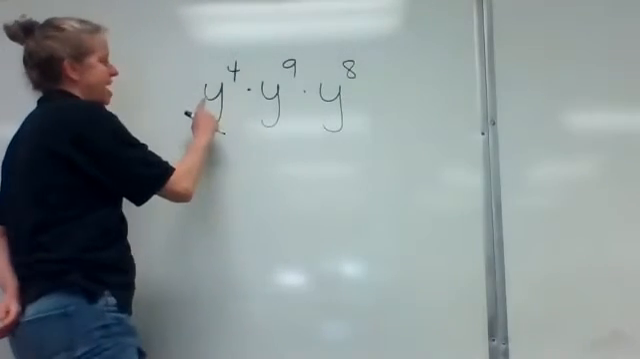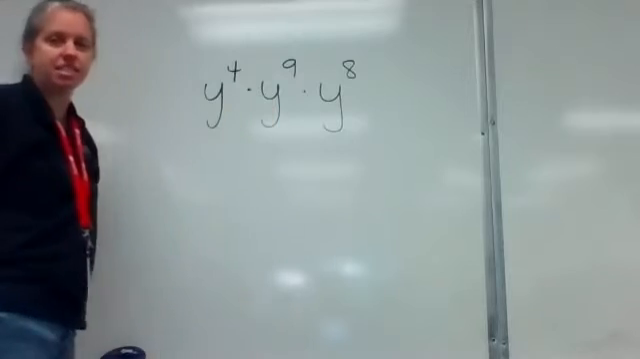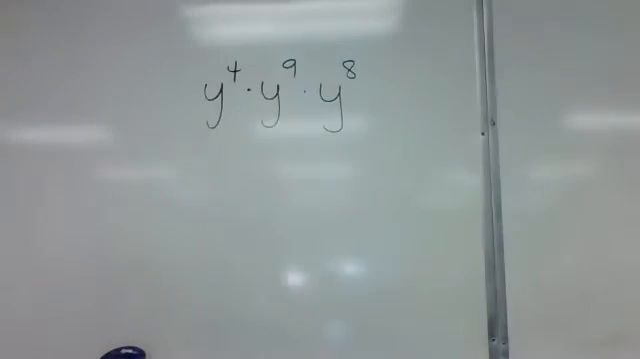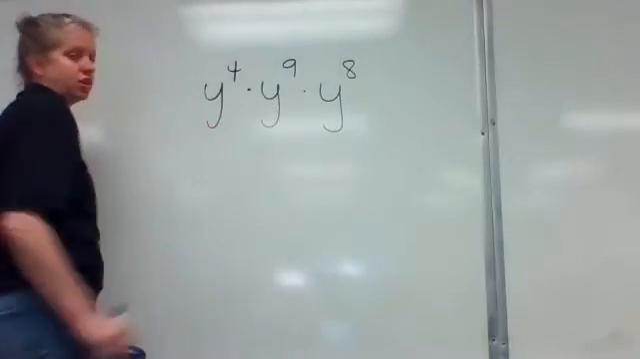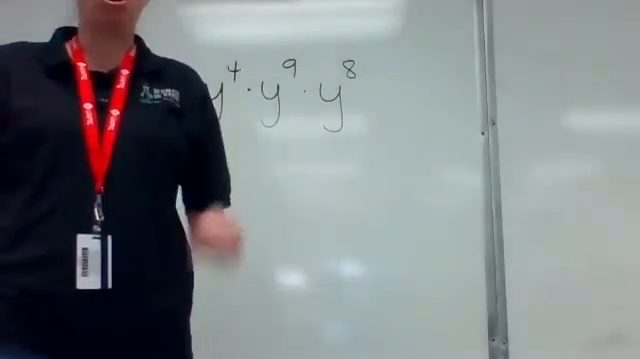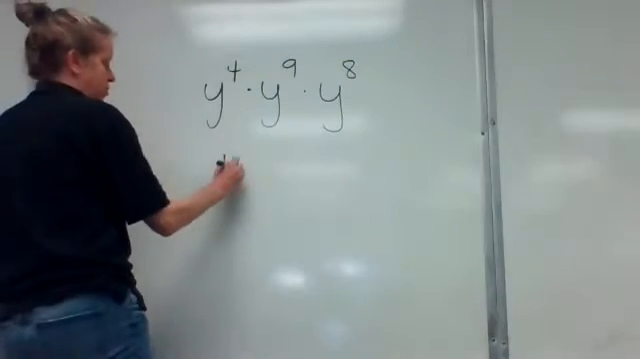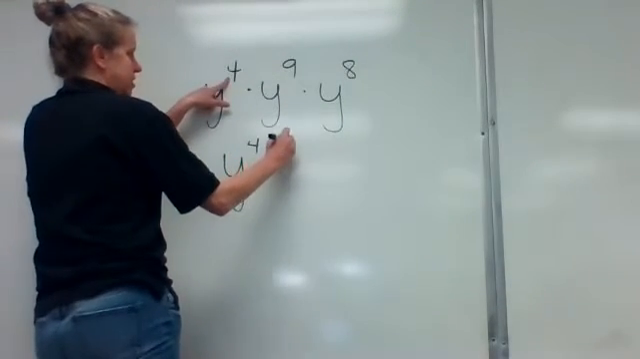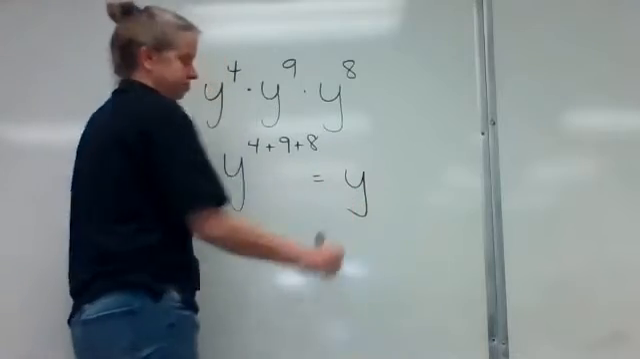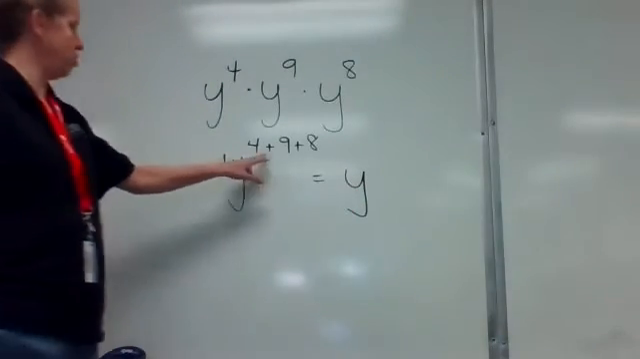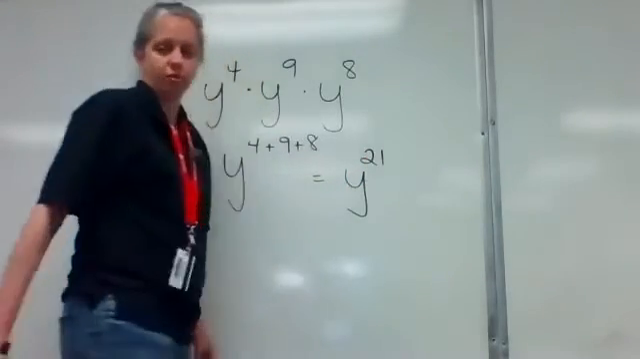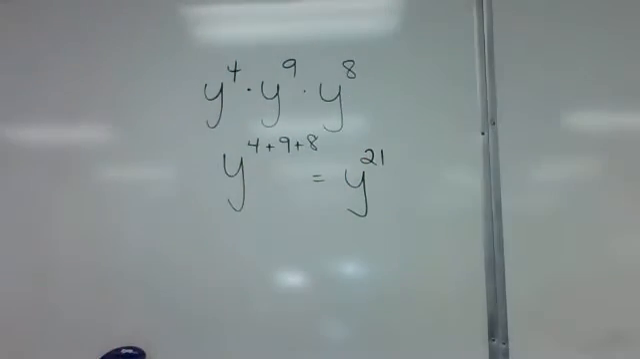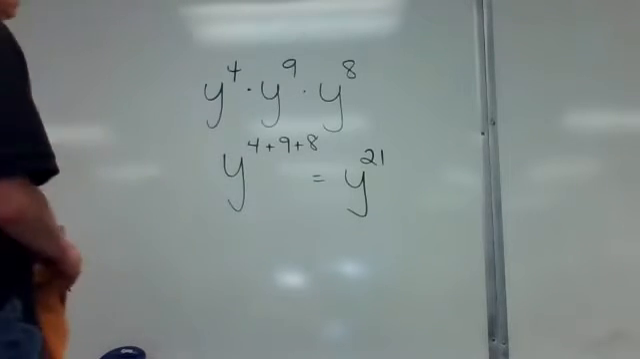So what does the product rule say? It says when you are multiplying the same bases together, you are going to add their exponents. So I'm multiplying all these y's together, which means I am just going to add all 3 of those exponents together, which will give me y to the 4 plus 9 plus 8. And then add that together. 4 plus 9 gives me 13. 13 plus 8 gives me 21. So y to the 21st power. So again, multiplying the same bases, you're just going to add those exponents together.